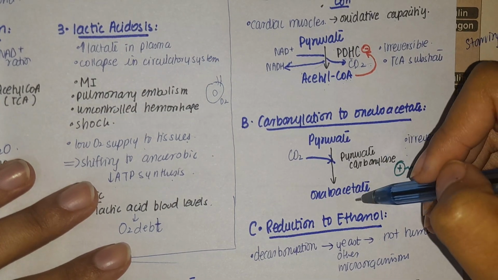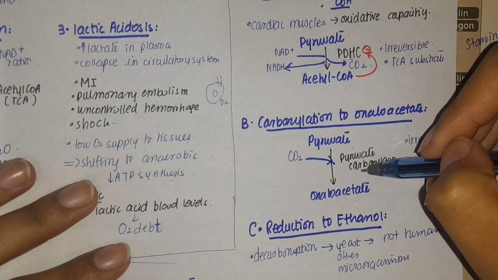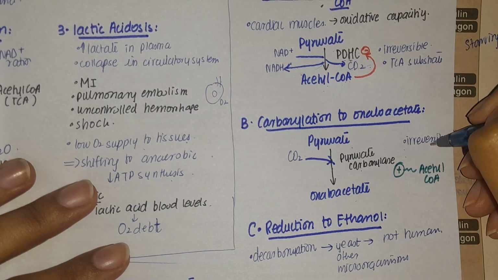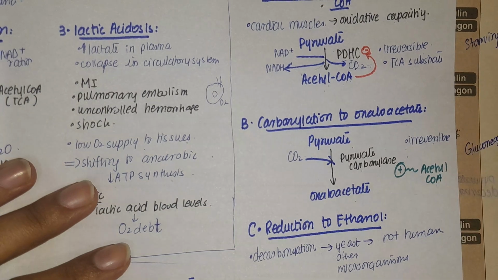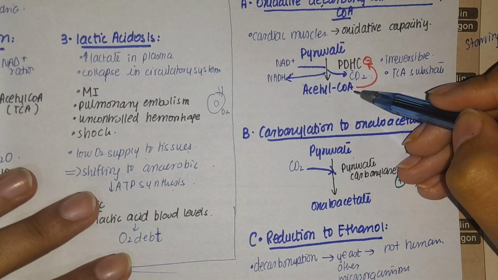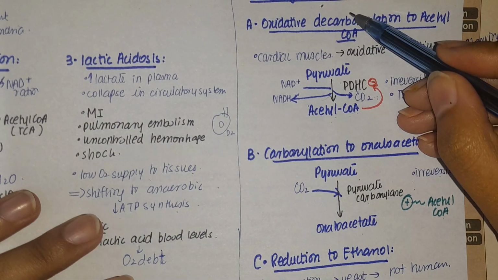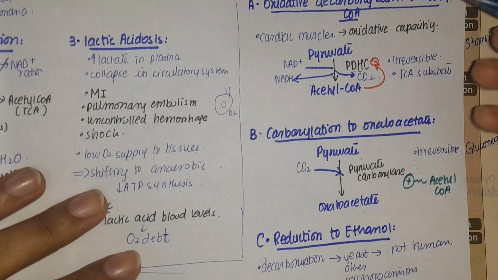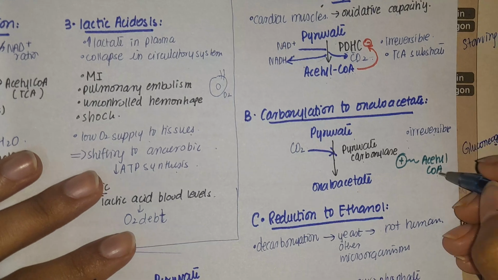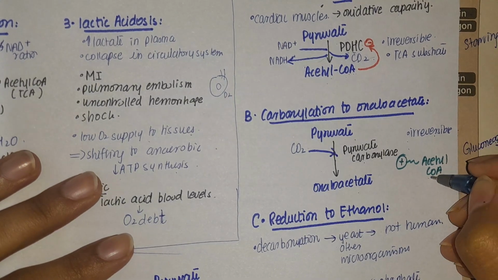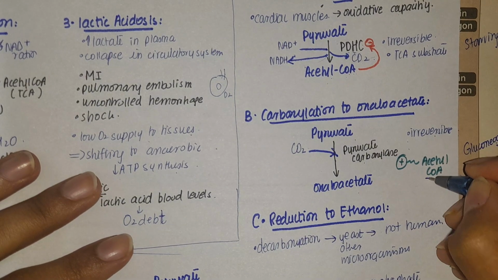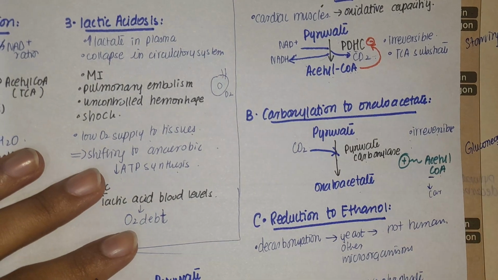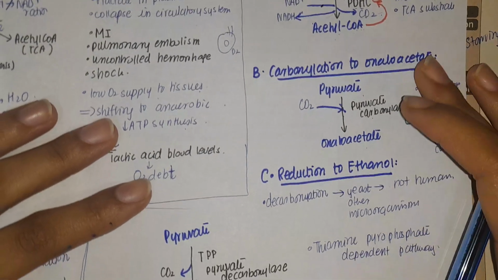Now, what if you add carbon dioxide to pyruvate? You get oxaloacetate. So pyruvate carboxylase adds carbon dioxide and gives oxaloacetate. It is also an irreversible reaction, but this is activated by acetyl coenzyme A. So acetyl coenzyme A inhibits decarboxylation, but it supports carboxylation. Or you can remember it this way: acetyl coenzyme A has C in its name, so it will support carboxylation. A simple clue to remember this.